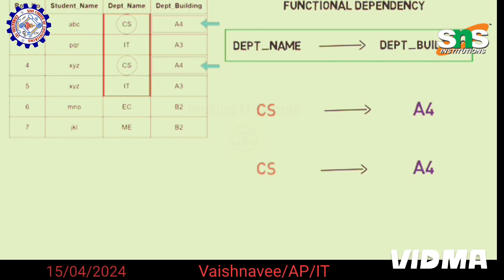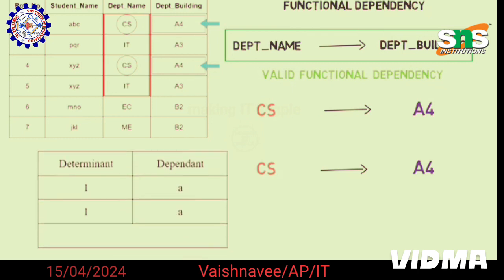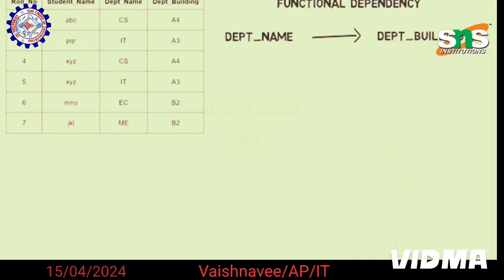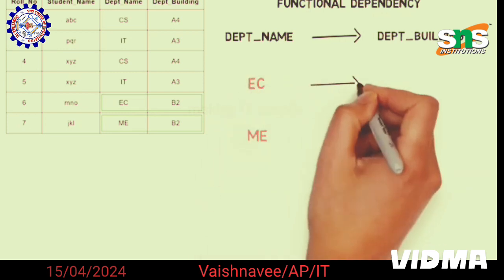If I ask you to look at the table and tell in which building the CS department is, if you check this tuple, your answer will be A4. If you check this tuple, still your answer will be A4. So there is redundancy in data, but the data present in the relation is correct. So this is a valid functional dependency. In a case where there is the same determinant and the same dependent values, it is a valid functional dependency. Let us consider another case.